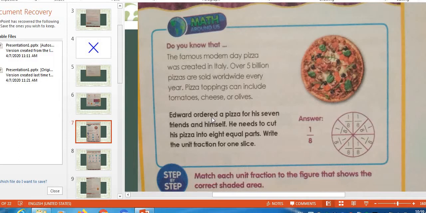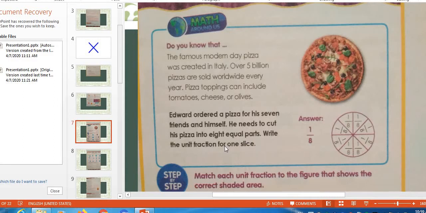Edward ordered a pizza for his 7 friends and himself. So here, this is an example. Edward ordered a pizza for his 7 friends and himself. He needs to cut his pizza into how many parts? Okay, I have Edward and 7. So 7 plus 1 equals 8 parts. 8 equal or not equal? No, must be equal, to be fair.